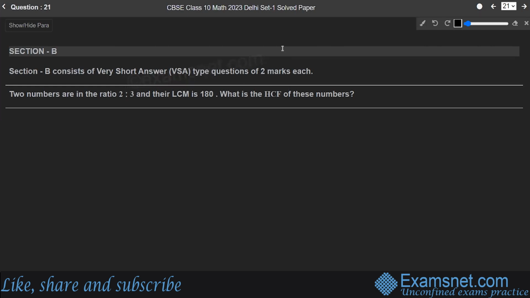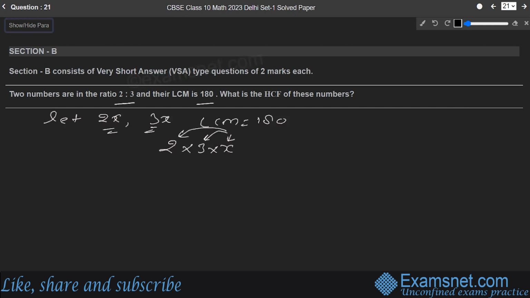Okay, so the question says two numbers are in the ratio 2 is to 3 and their LCM is 180. What is the HCF of these numbers? So let us first assume the two numbers are 2x and 3x. They say their LCM is going to be 180. LCM is least common multiple. That means there is a common number which is multiplying both of them. So we can write 2 into 3 into x because x is the common number which is multiplying both the ratio parts, that is 2 and 3.